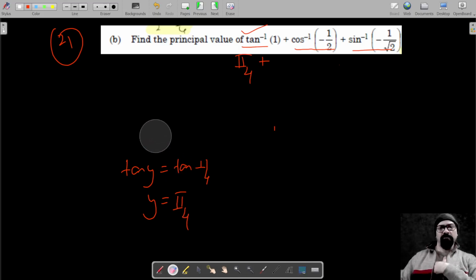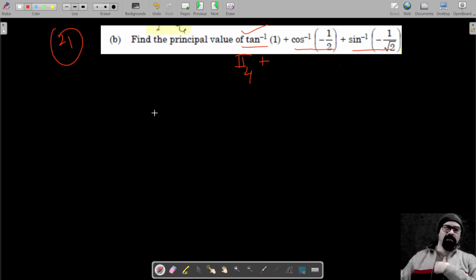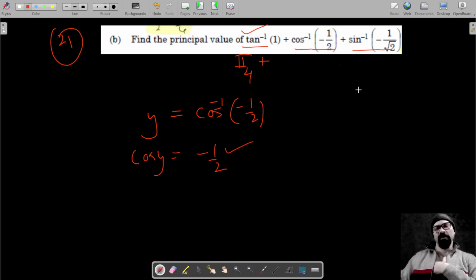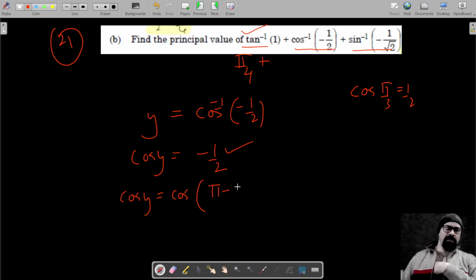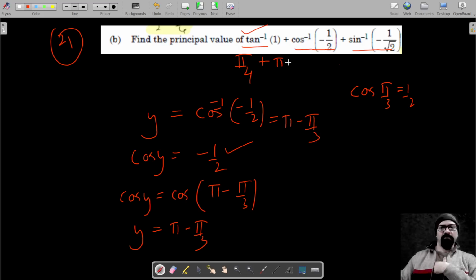And now let's find out the value of cos inverse negative half. So let's say y is equal to cos inverse negative half. So cos y is equal to negative half. And half, we know that cos pi by 3 is half. And cos is negative in the second quadrant. So I will keep this in the second quadrant by pi minus pi by 3, which gives me y is equal to pi minus pi by 3. So pi minus pi by 3 is the value of cos inverse negative half.